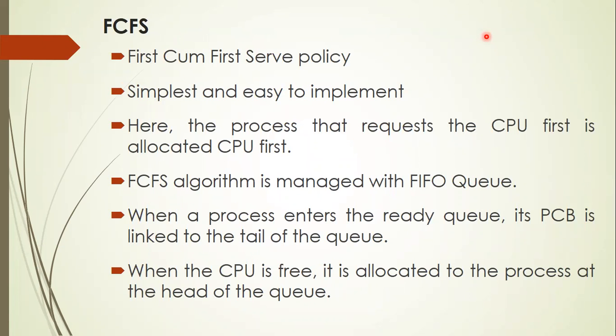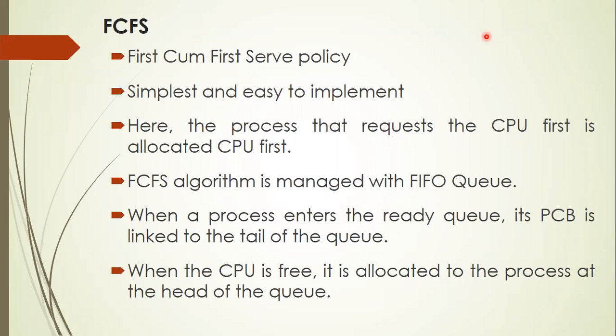Let us start with the first policy called FCFS. It stands for first come first serve policy. It's one of the simplest CPU scheduling policies and it is very easy to implement. That means in order to implement a first come first serve policy, the programming is very simple. Here, as the name indicates, whenever the CPU is free, it is allocated to the process that has requested the CPU first. Or, in other words, the process which enters the ready queue first will get the CPU first. The process which enters the ready queue next will get the CPU next. And the process which enters the ready queue last will be the last one to get the CPU.